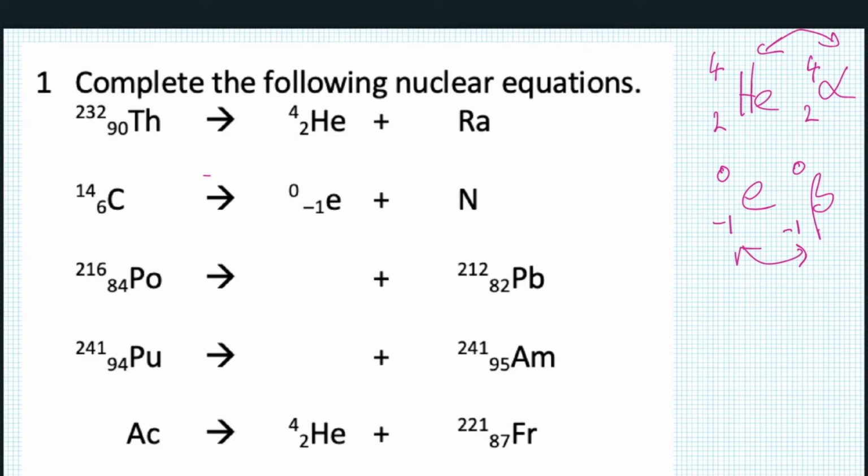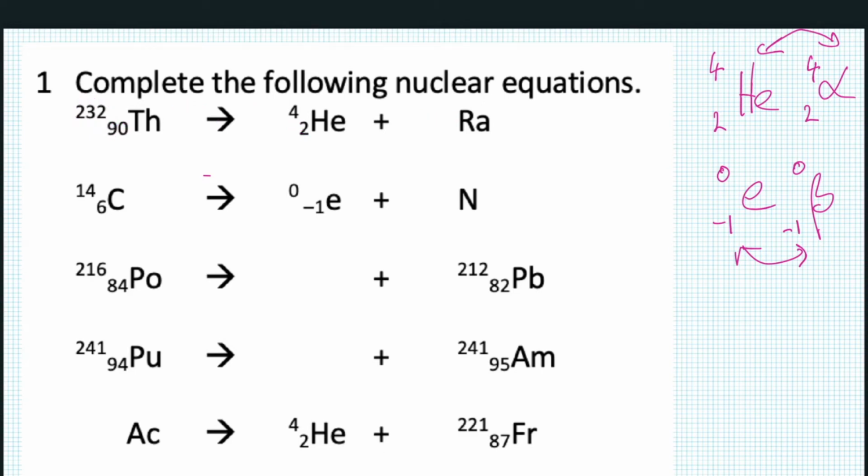To do this, we can separate this into two parts. The 90 and the 2 we can ignore for now. We're just interested in the 232, the 4, and the number that goes at the top just here. What we end up saying is that the numbers on the left-hand side of the arrow, in this case 232, have to equal the numbers on the right-hand side of the arrow. So in this case 4 plus whatever we put just here.